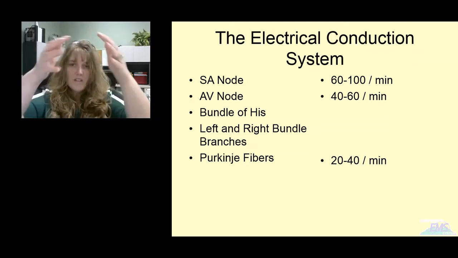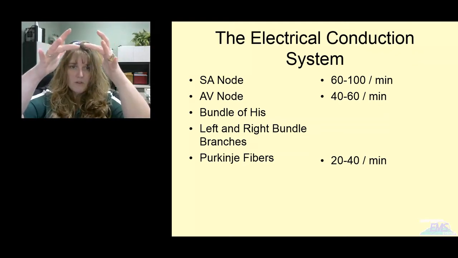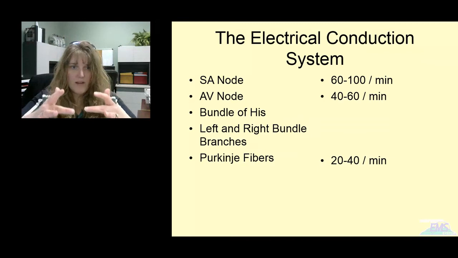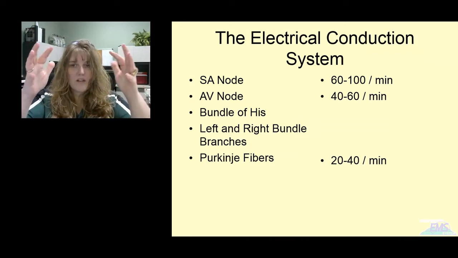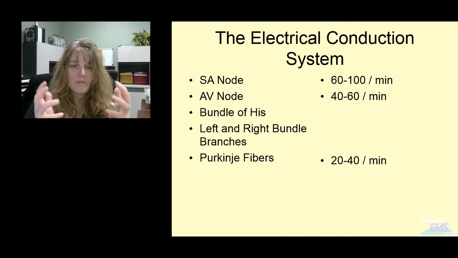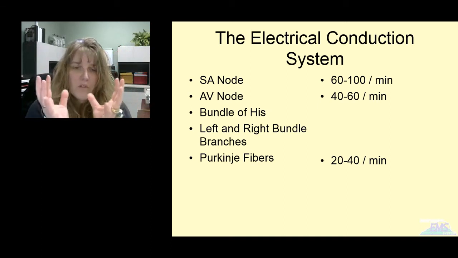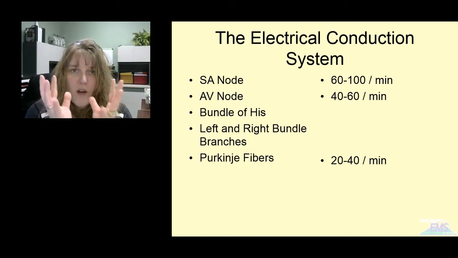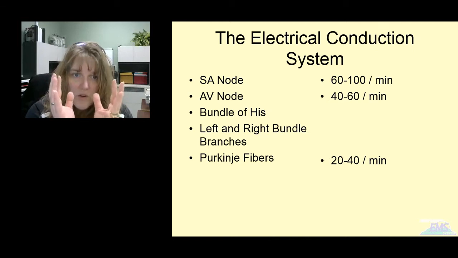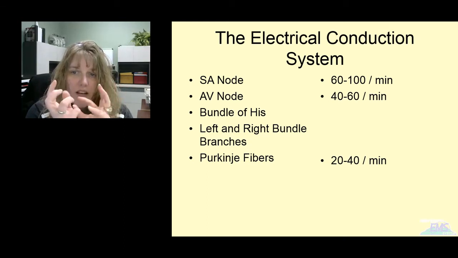Once that electricity travels from the bundle of His, it's going to travel down the right and left bundle branches respectively, and then up along the outsides of the heart as part of the Purkinje fibers. The Purkinje fibers have the final little electrical kick. If everybody above it quits working, the Purkinje fibers can actually create their own electrical impulse at a rate of 20 to 40 beats per minute.